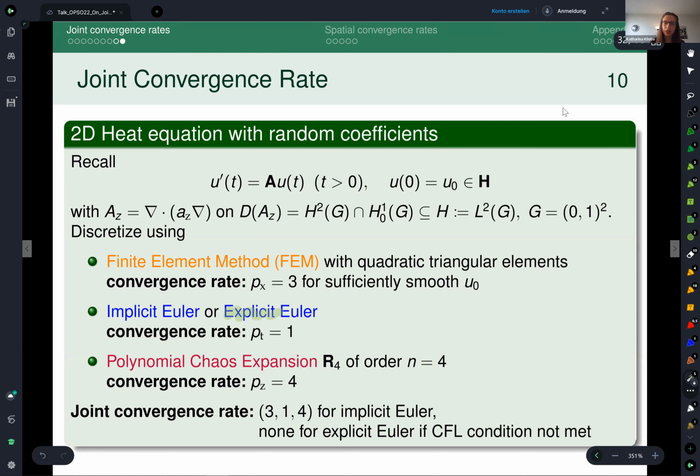One obtains a slightly different picture if we work with explicit Euler. So for example, if we take our time step too large, the condition I mentioned beforehand does not hold, so the PM is not uniformly bounded as a mapping from Yt to Ytm for any Yt, so the solution actually does not converge. But if we choose the time step small enough such that a CFL condition is met, we again obtain convergence rate 3, 1, and 4. So yes, that's been the first part.